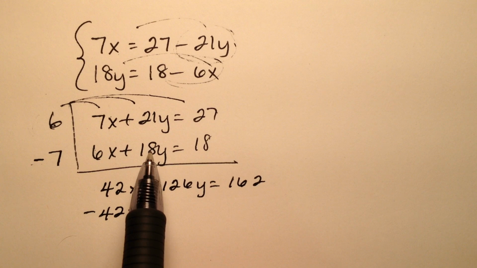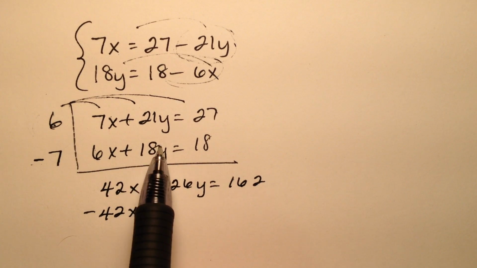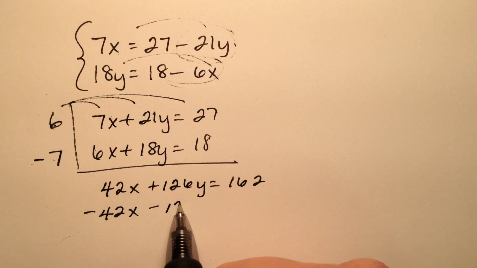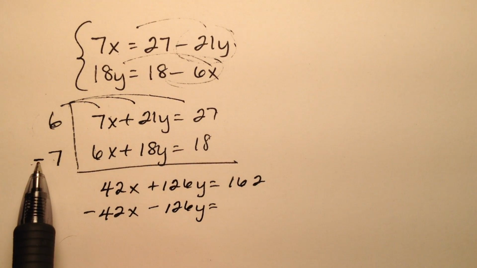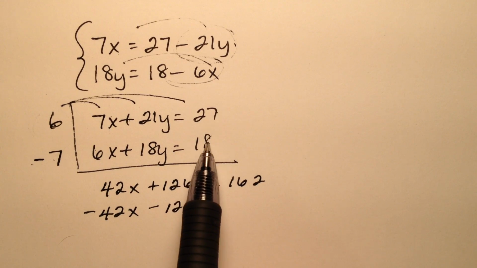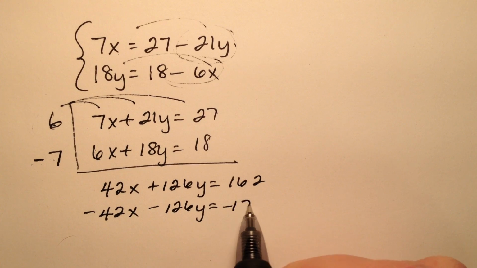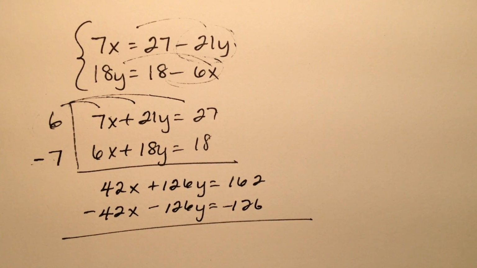And then the bottom is negative 42x. And then 7 times 18 is going to be, well, 10 times 7 is 70, and then 8 times 7, so minus 126y equals negative 7 times 18, so it'll be 70 and a 56 again, so negative 126.